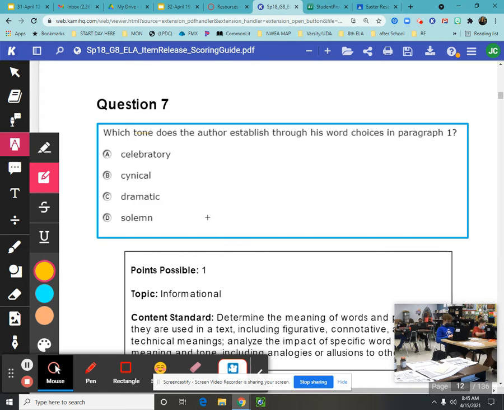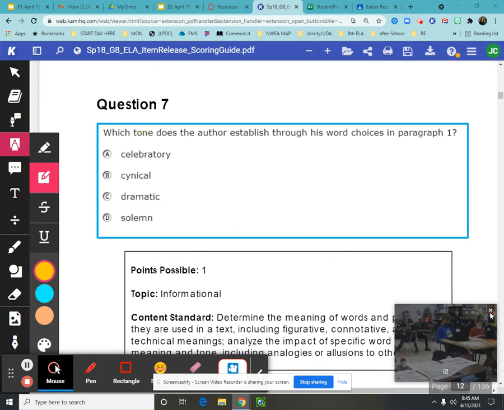All right, so which tone does the author establish through his word choices in paragraph 1? Who had A, celebratory, B, cynical, C, dramatic, D, solemn? All right, we have a few choices here.